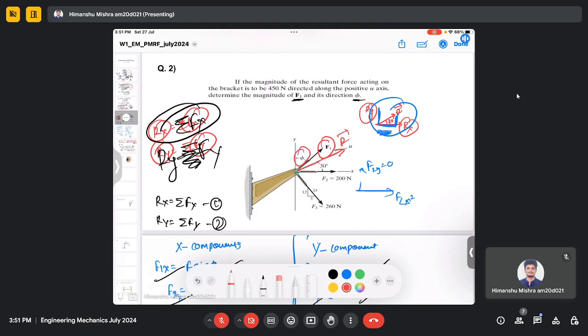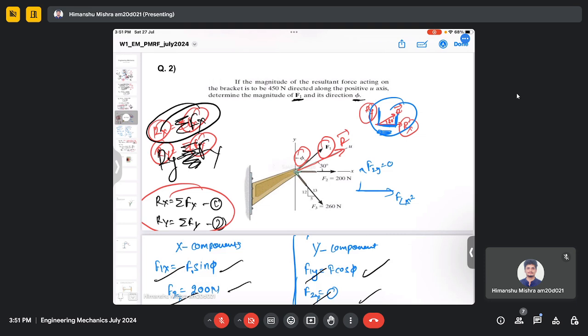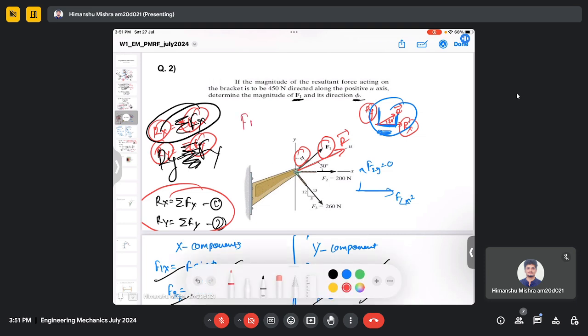So first we write down all the components of forces of F1, F2, F3, and R along the x-axis and y-axis. Then we use this equation. We use the resultant force in the x direction equal to the summation of all the forces in the x direction, and the resultant force in the y direction equal to the summation of all the forces in the y direction. So we had two unknowns, F1 and phi. So we use these two equations. We solve these equations together to calculate F1 and phi.